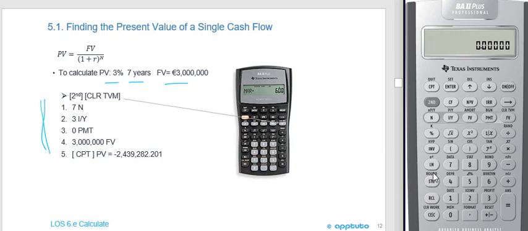But anyhow, so again, if I want to go left to right this time, it's 7 N, and it's 3 I/Y, and there's no payment, and the future value is that 3 million that's going to come in the future. So I'm going to compute the present value, and there I've got it, 2,439,274.